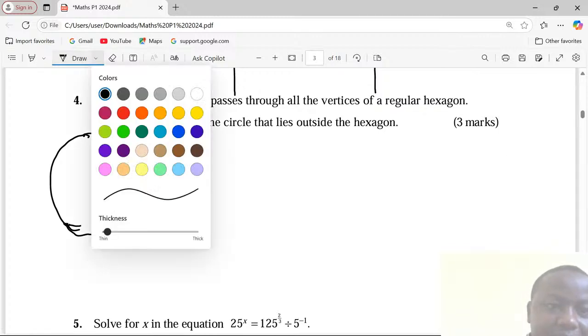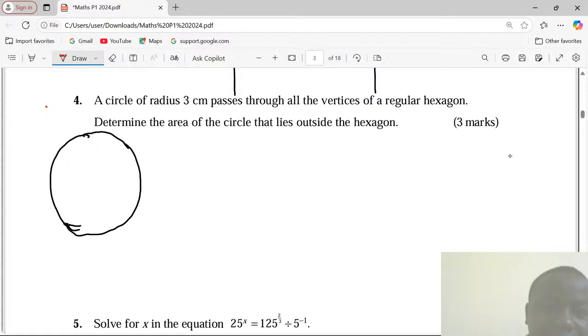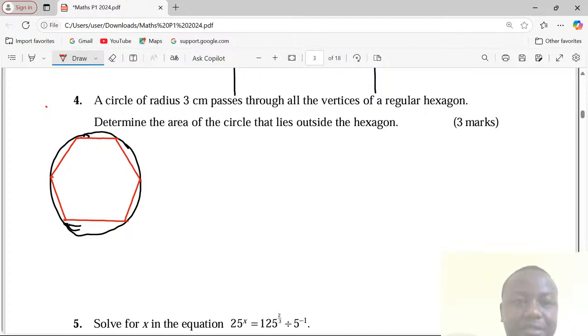Now there is a hexagon. You know, a hexagon is a 6-sided figure. So there is a hexagon in this manner. The hexagon now is inside the circle. This is just a sketch of the information. Yes, now that is how things are.